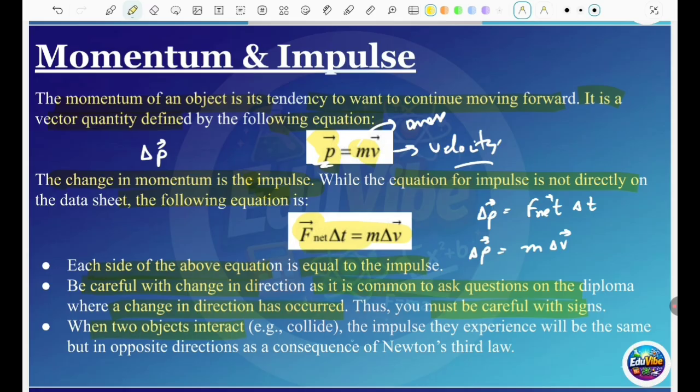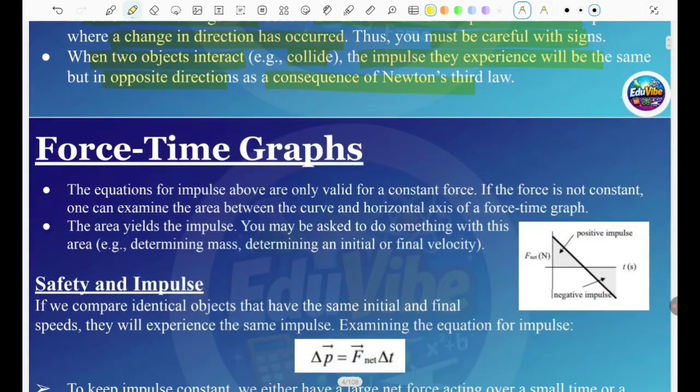When two objects interact, which means collide, the impulse they experience will be the same but in the opposite direction, as a consequence of Newton's third law. If there is an equal action and reaction, which is Newton's third law, we apply it in the collision and rebound topics in this chapter.